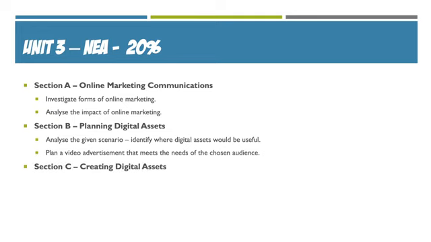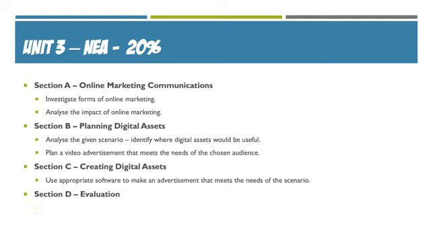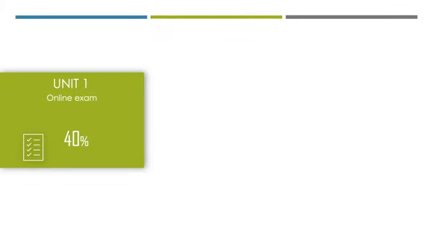In Section C, you'll then start to develop and create your digital asset using appropriate software that meets the needs of the scenario given, before moving on to Section D, where you'll evaluate your digital asset and then suggest future improvements. So just to recap, Unit 1 is an online exam which is worth 40%.